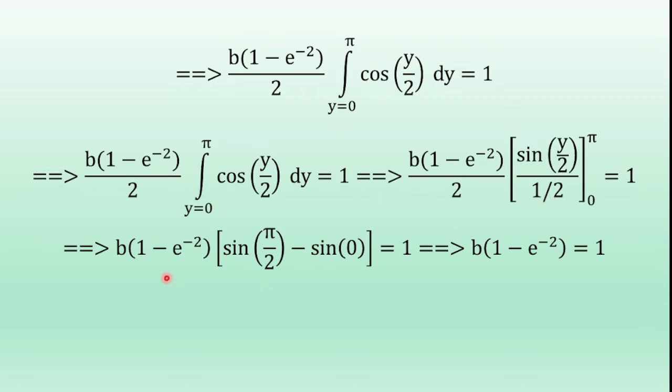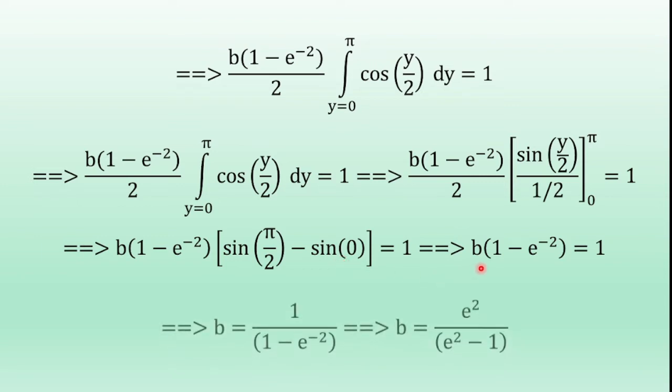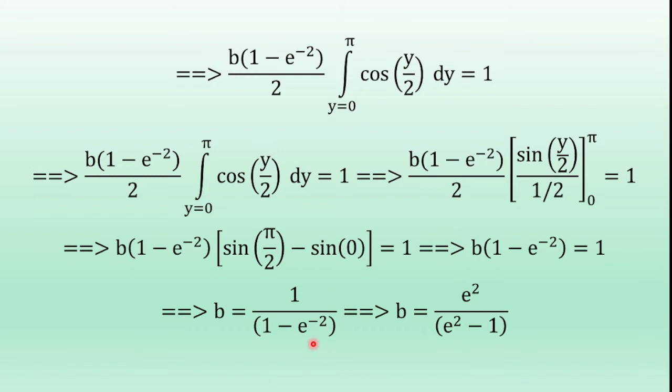Cancel. B into (1 minus e power minus 2) into (sine of pi by 2 minus sine 0). Sine of pi by 2 is 1, sine 0 is 0, 1 minus 0 is 1. So therefore B is equal to 1 by (1 minus e power minus 2). So e power minus 2 is written as 1 by e square, and after that take the LCM. We have B is equal to e square by (e square minus 1). This is the constant B.